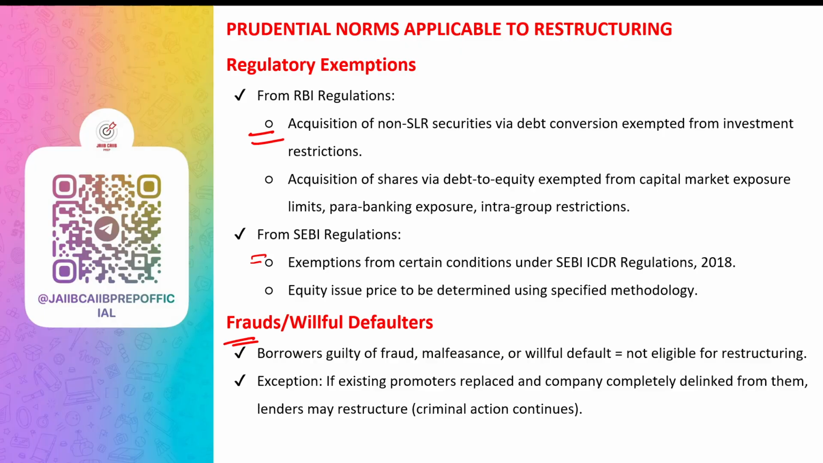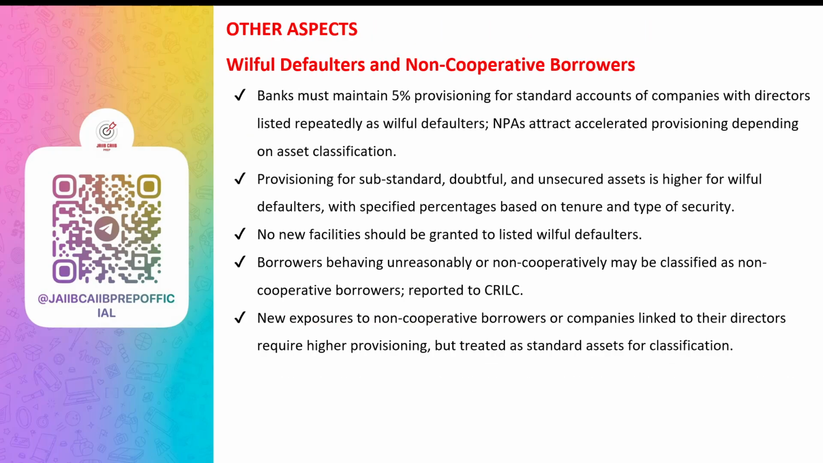Now, let's move forward to fraud or willful defaulters. Normally, fraudulent or willful defaulters are not eligible for restructuring. However, if the existing promoters are replaced by new ones and the company is completely separated from the old management, then only the bank may consider restructuring. And this is allowed without affecting any criminal proceeding against the old promoter or the management.